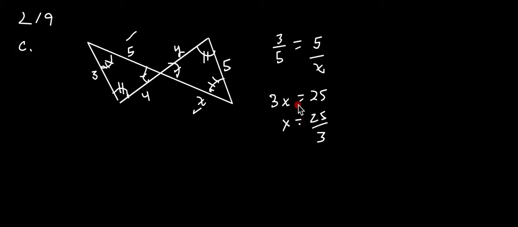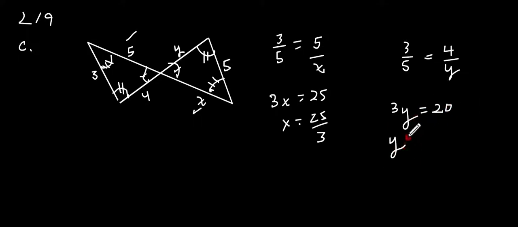Then we get y. We're going to start with the same 3 and 5. But this time we're going to use the other numbers, the 4 and the y. So it's going to be 4 over y. Cross multiply, we get 3y equals 20. And we divide by 3, and we get y equals 20 over 3. So there you go. That's how you do C. Cross that one off our list. So we have a few more for 19 and 20 than we did for 17 and 18.